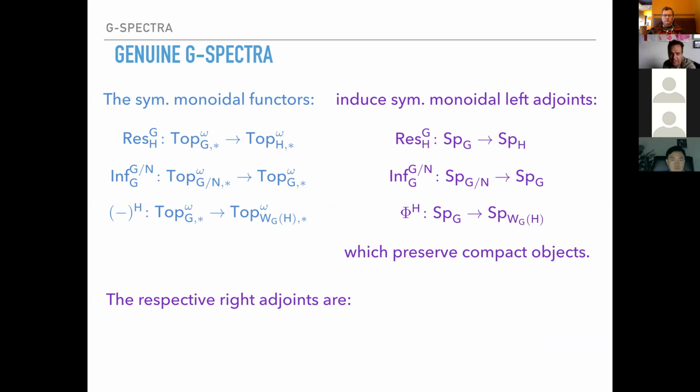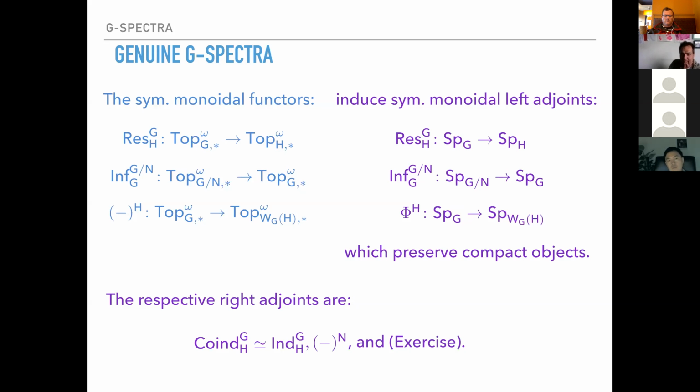Just in case you are curious, the right adjoints for these are respectively co-induction from H to G, which turns out to be the same as the left adjoint to the restriction functor, which is the induction functor. The right adjoint to the inflation map is the N fixed points. These are called the categorical fixed points. In particular, when N is equal to G, you get the G fixed points. And the last one also has a right adjoint, and I leave that one as an exercise for you to write out. It's not going to be your favorite right adjoint.